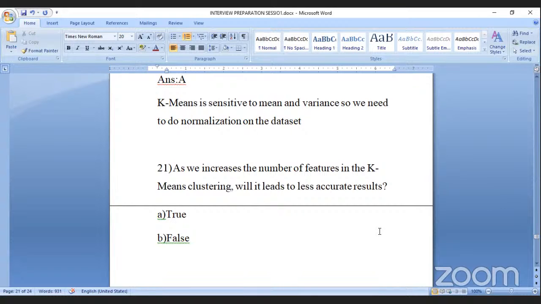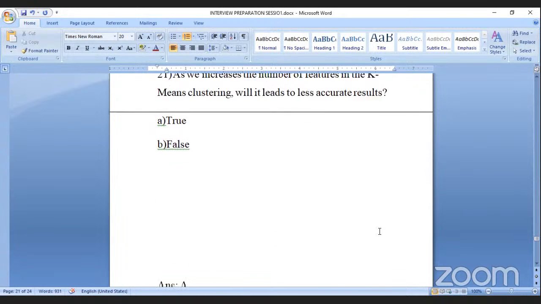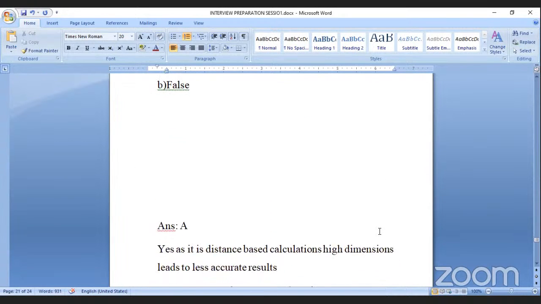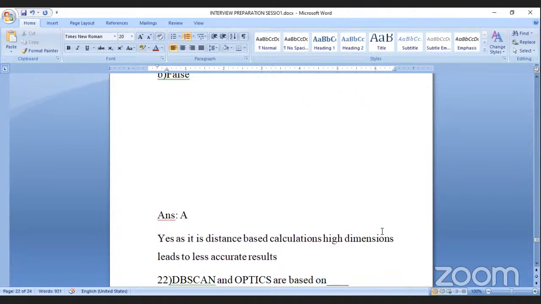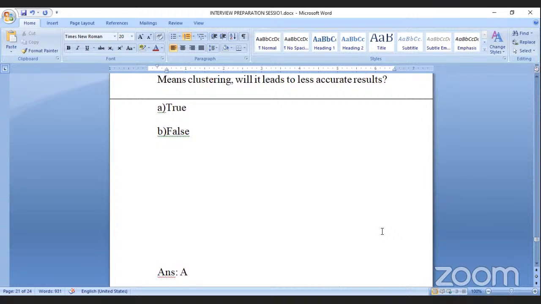True, false, true, A, false. Most of the answers are combined a bit. Nice, friends. A, true. Okay, we move to the answer. The answer is true, friends. It is a distance based calculation in high dimensions. So when it is high dimension, it leads to less accurate results. It affects the results definitely.